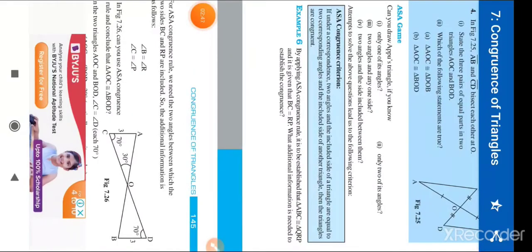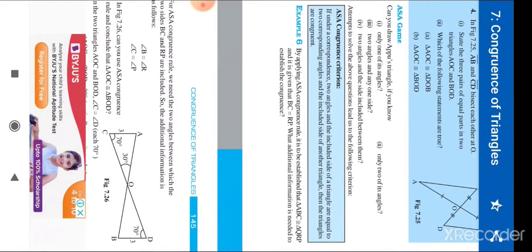The next criteria for congruency of triangles is the ASA congruency criteria. In this criteria, if under a correspondence, two angles and the included side of a triangle are equal to the two corresponding angles and included side of another triangle, then the triangles are congruent.